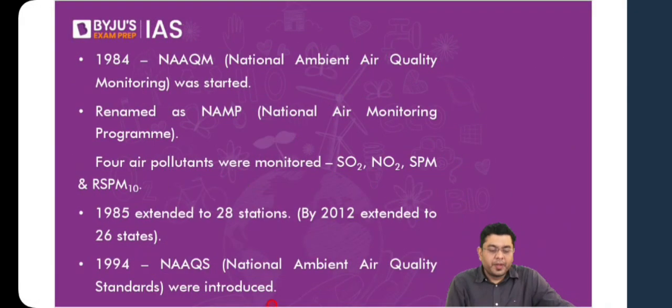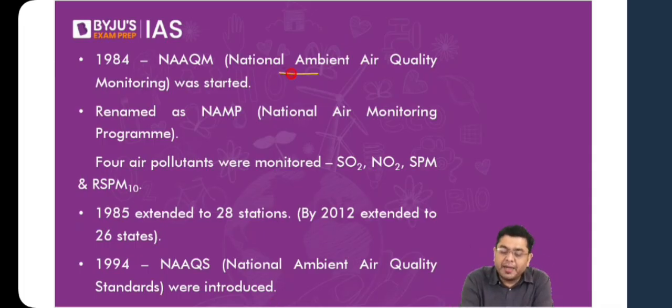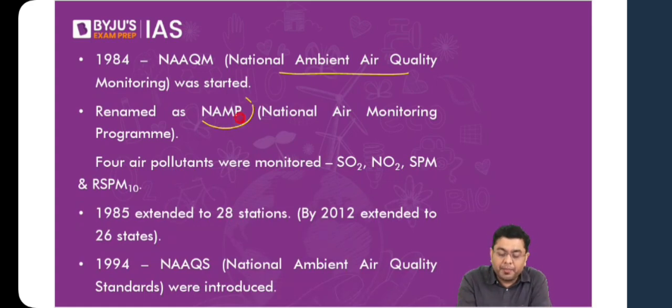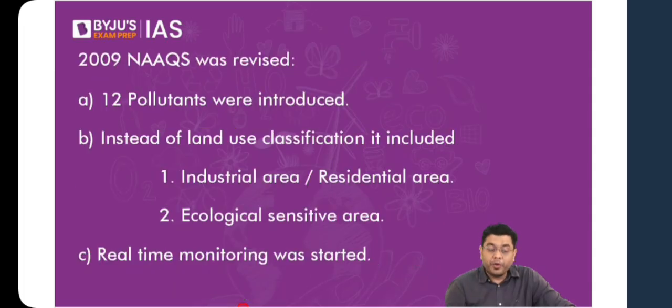Okay. Now, in 1981 you had the Air Act. Then in 1984, National Ambient Air Quality Monitoring was started. For the first time, monitoring at various different areas was started. Then, as we do, we renamed the various government schemes, so this was renamed as National Air Monitoring Program. Four air pollutants were monitored at this point of time: SO2, NO2, SPM, and RSPM10. Then in 1985, the monitoring was extended to 28 different stations, and by 2012 it was extended to almost all the states. Then by 1994, the National Ambient Air Quality Standard was introduced.